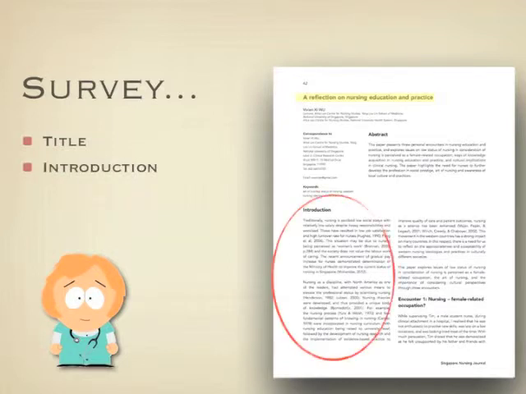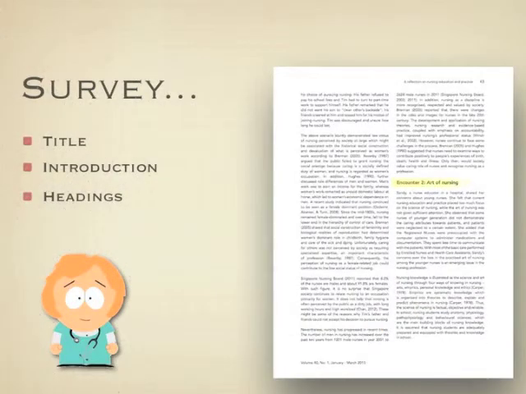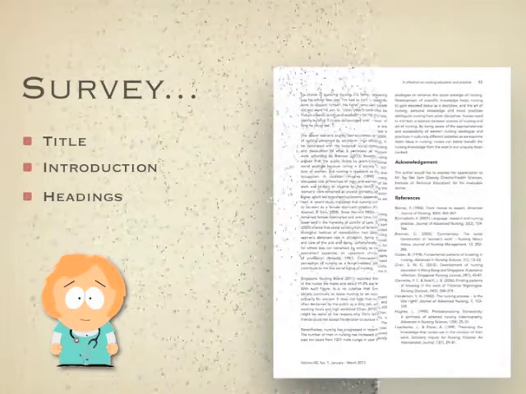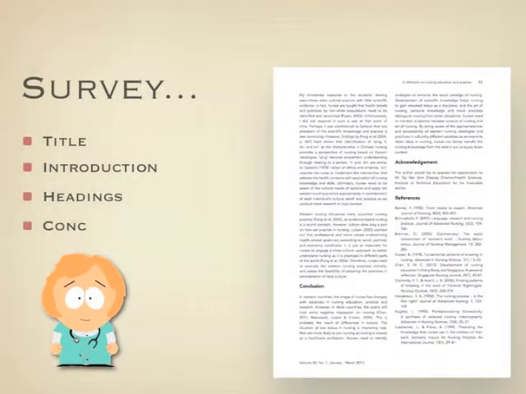Next, take a look at the introduction. Just skim through it. If you have a journal article like this, the abstract is also helpful. Get the basic idea of where this article is planning to go. Then look at the headings. This will give you the main ideas it's going to cover. And finally, skim through the conclusion to see where they ended up. And then go back and read it all carefully.